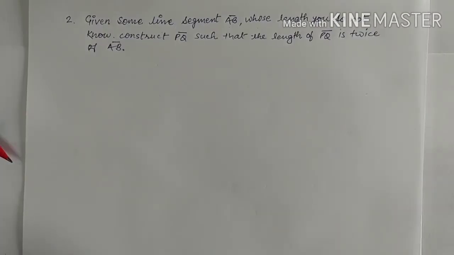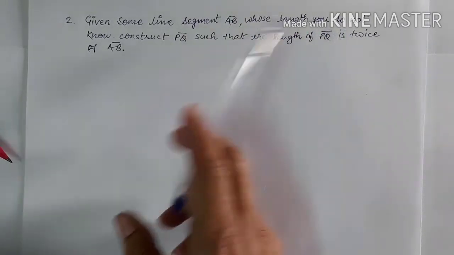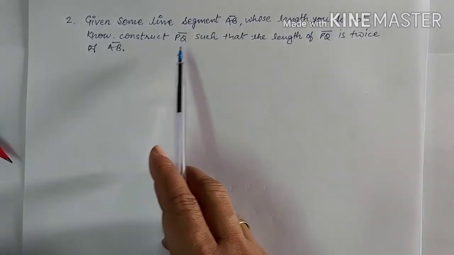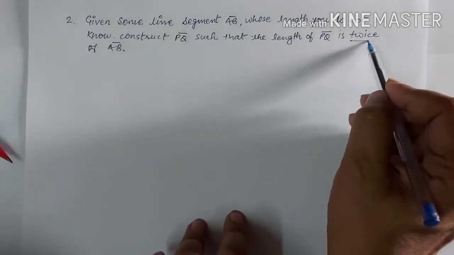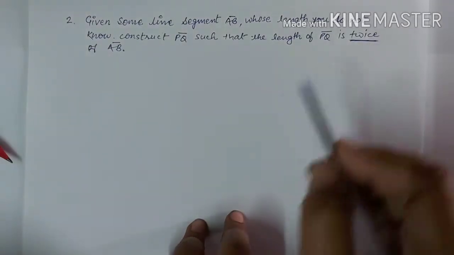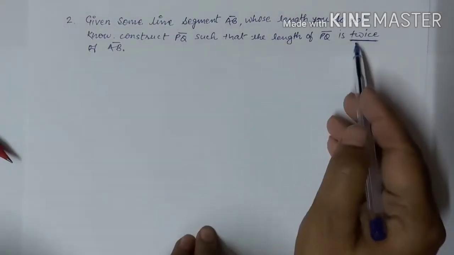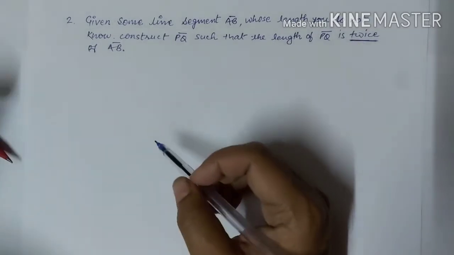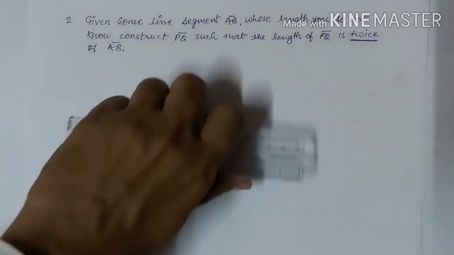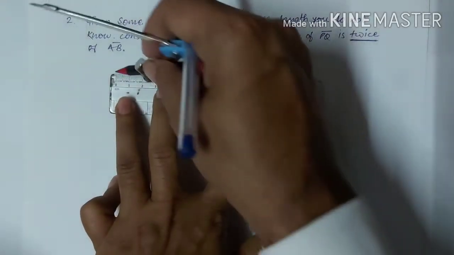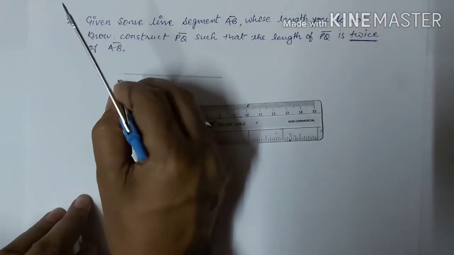Question number two: given some line segment AB whose length is not known, construct PQ such that the line PQ is twice AB. Now in the previous question you drew a segment equal to PQ, and this time you draw twice AB. Okay, now we start. First, some segment is given. Suppose we draw a line segment AB without measuring it.